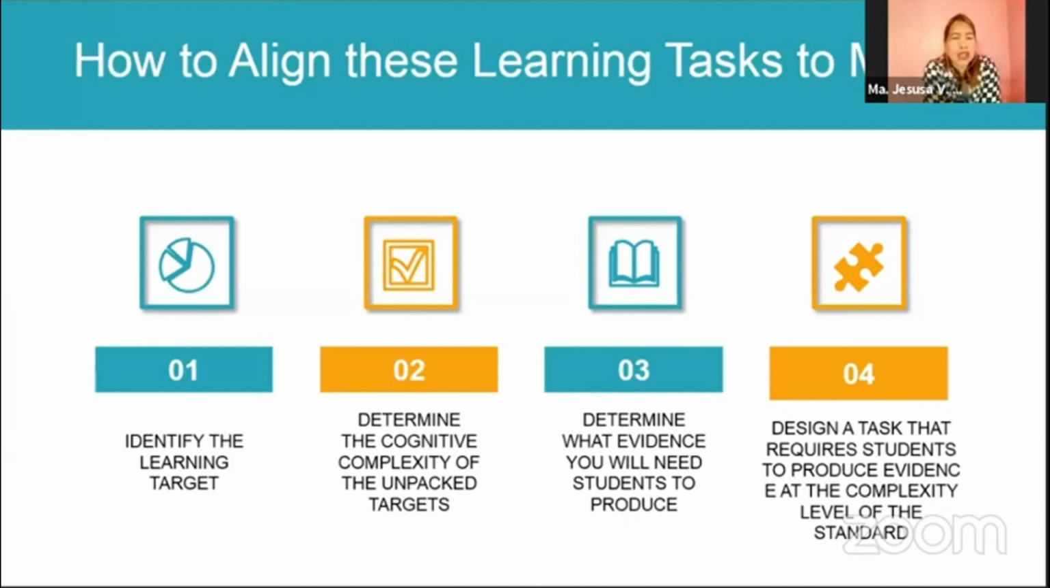Next is determine what evidence we will need students to produce. What does this target look like and sound like in terms of success? So we need evidence that it is really our students who did the task. Sometimes they will tell you, I did it myself.